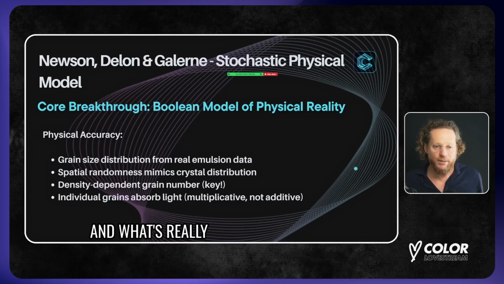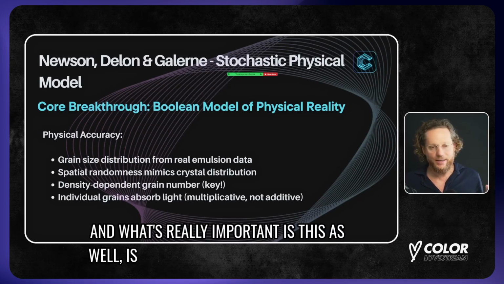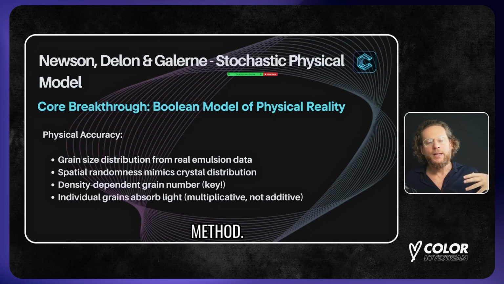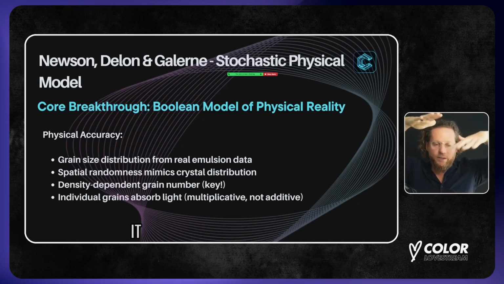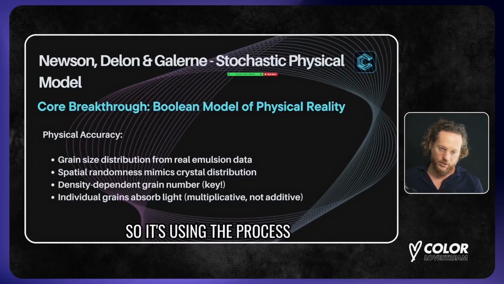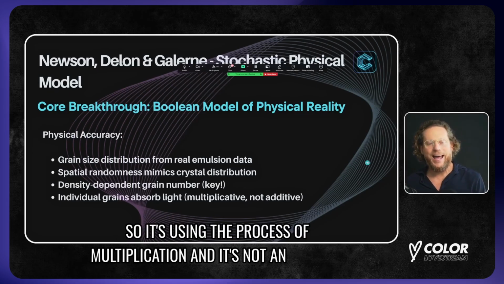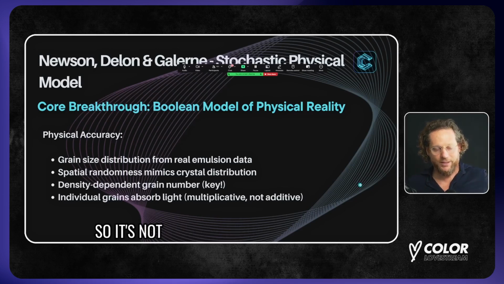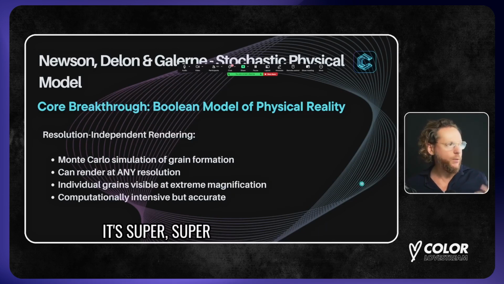And what's really important is this as well: this is a completely new method. It's not layered on top. It doesn't live on top of it. It actually absorbs the light. So it's using the process of multiplication, and it's not an additive process, right? So it's not like something you put on top. It's super, super important, right?